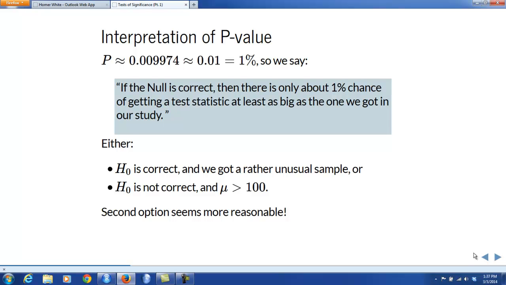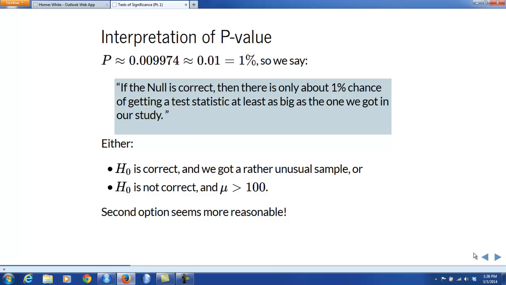When you put it this way, you can see we have a rather stark choice in front of us. Either the null hypothesis is correct, but then we have to maintain that we got a very unusual sample, one that would occur only about one time in 100, but occurred the one time we took the data. Or we could say that H0 is not correct, that mu is actually bigger than 100.